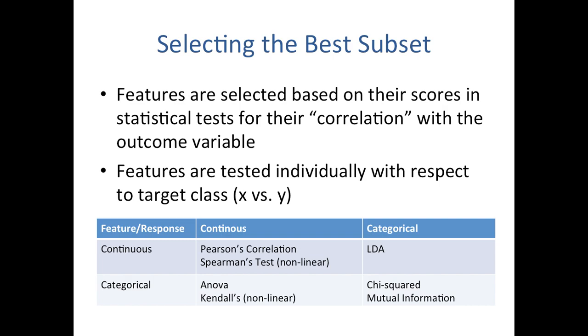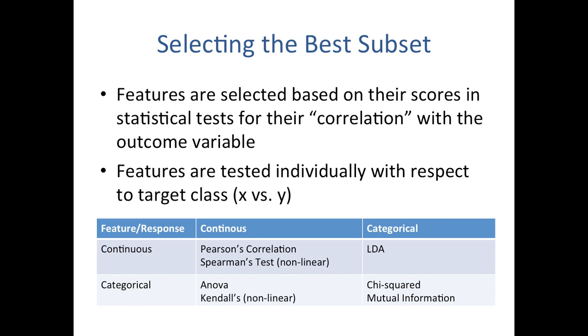Of course, depending on the type of features and responses or labels that we have, we're going to have different methods. As you can see here, if both feature and response are continuous, we will be running correlation tests like Pearson's or Spearman's. If we don't assume that they're linear, we could also run non-linear tests. If we're working with categorical features and continuous responses, we could basically run ANOVA tests or Kendall.